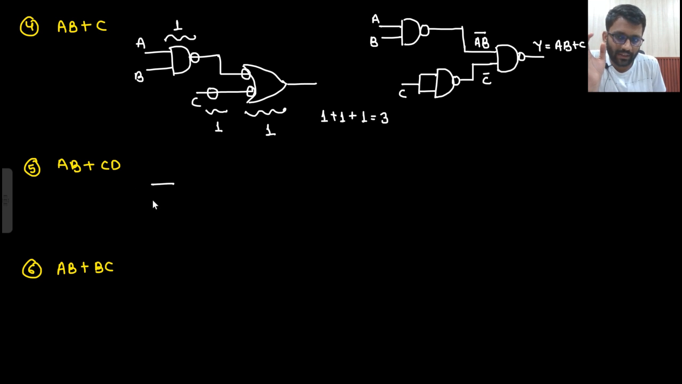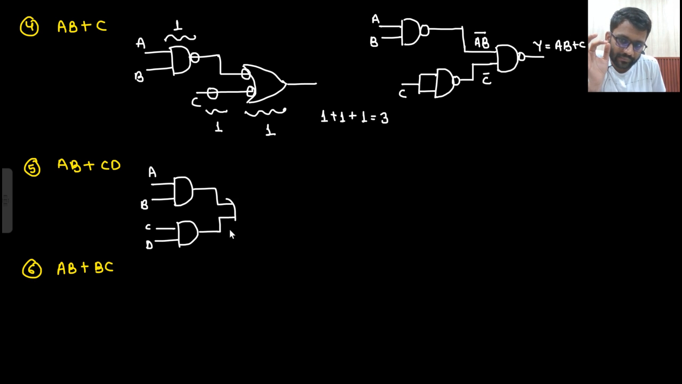So AB plus CD. Again I will implement AB plus CD. So AB and CD multiplication I need to do, and then I will do the summation. So what will be my answer? AB plus CD. But I need NAND gates.